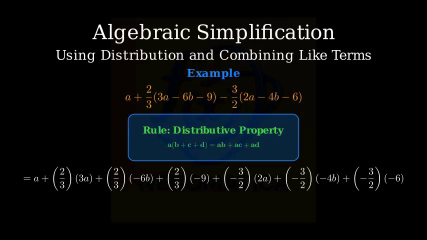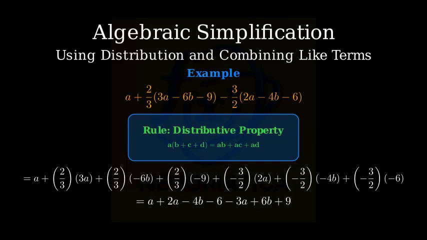And 2/3 times negative 9 gives us negative 6. Next, we'll distribute negative 3 halves to each term in the second parentheses. Negative 3 halves times 2 gives us negative 3. Negative 3 halves times negative 4b gives us positive 6b. And negative 3 halves times negative 6 gives us positive 9.